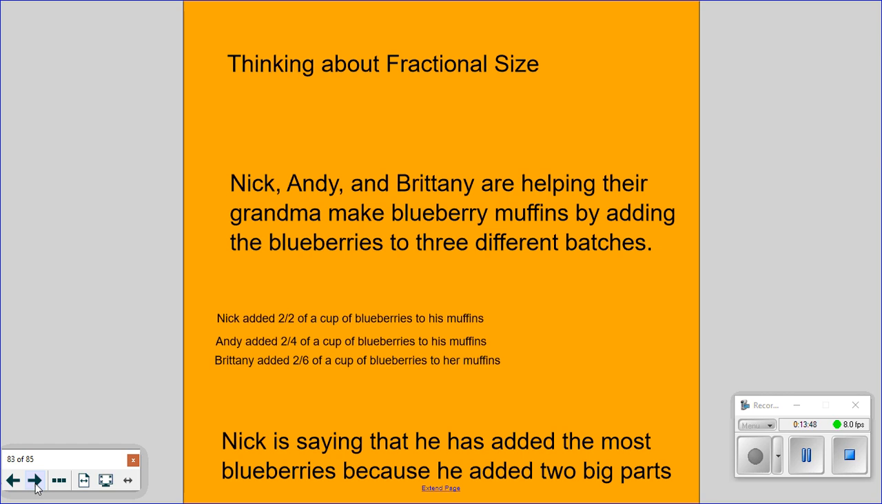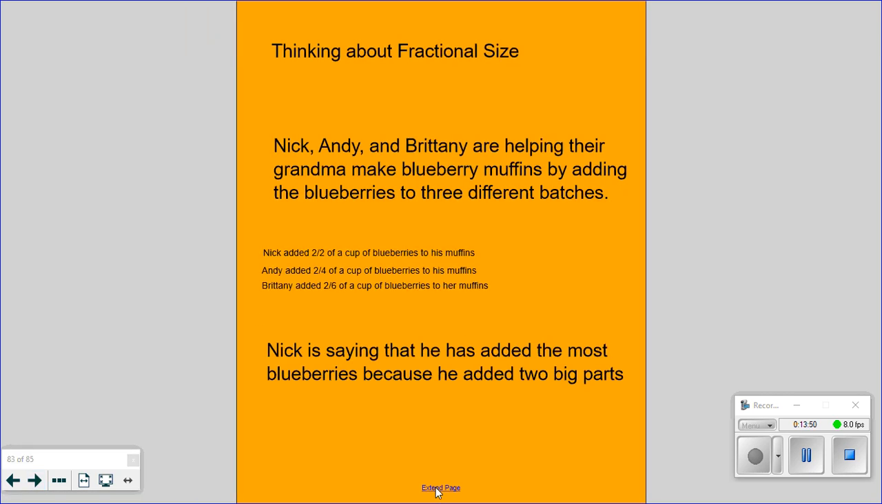Let's see what Nick's got to say. Nick is saying that he added the most blueberries because he added 2 big parts. Talk to your group, see if that's right or not right. What do we think about what Nick is saying? What do you think about what Nick is saying?